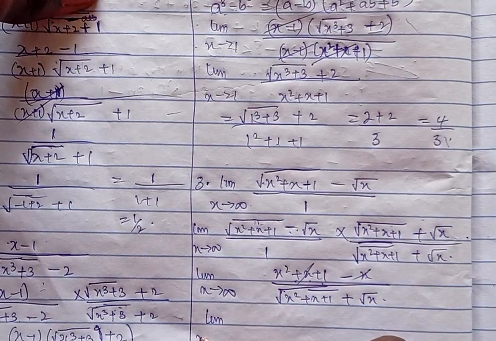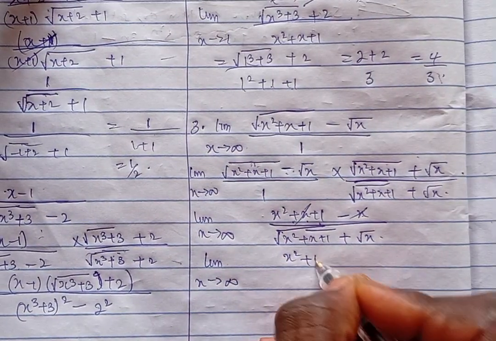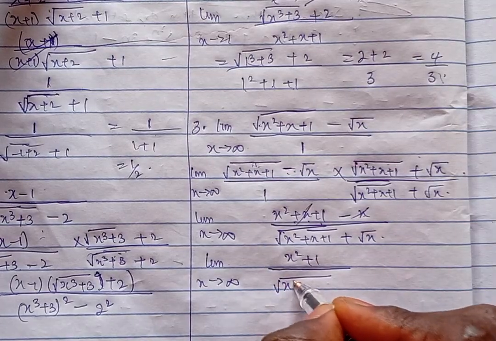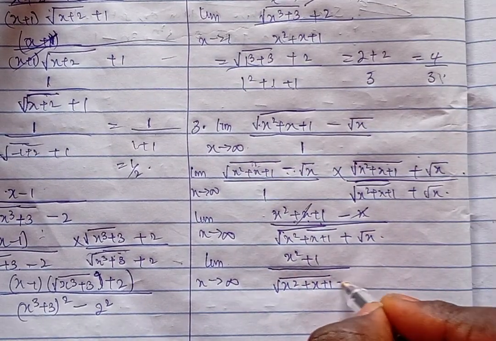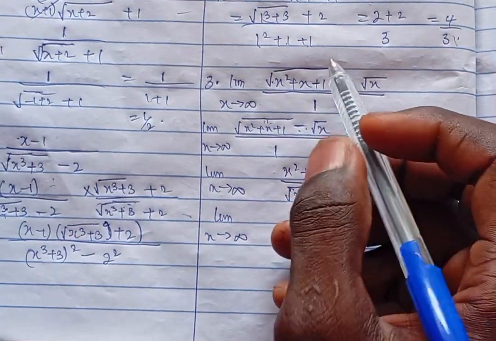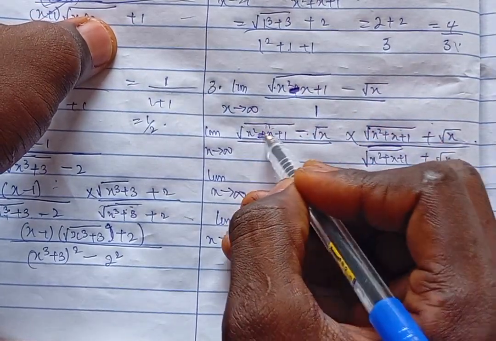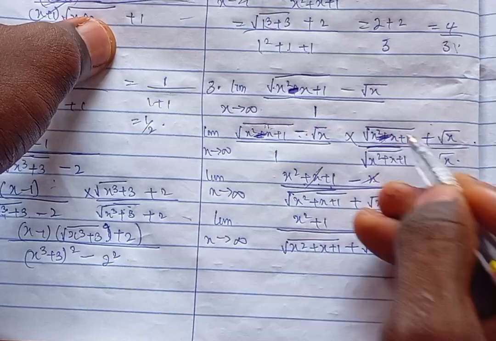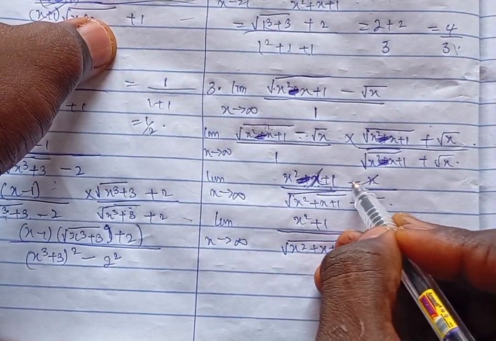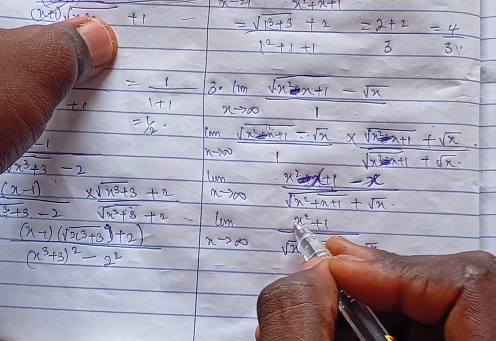Here you have the limit as x tends to infinity of x squared plus 1 over square root of x squared plus x plus 1 plus square root of x. Okay, but I just checked this place, and it is supposed to be negative x. I'm so sorry for the inconvenience. Negative x, minus x, it won't cancel. So here we have that x squared minus what?